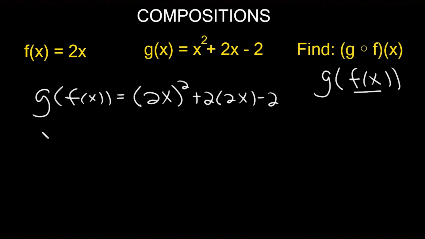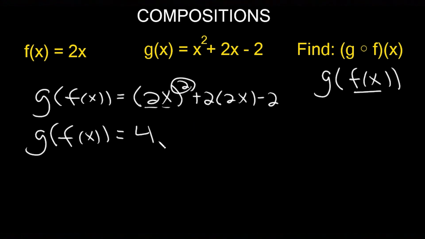From here, we just have to clean it up. So g of f of x is equal to, remember, this exponent of 2 gets applied to both the 2 and the x. That will give you 4x squared. So 4x squared. This will give me plus 4x. And then minus 2. Okay, and there's nothing else we can do here. This problem is now done.